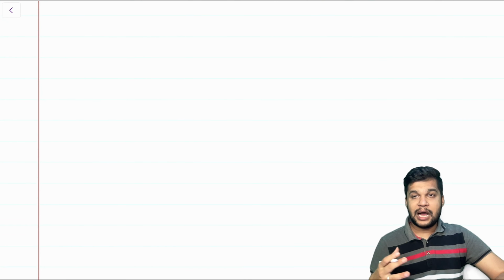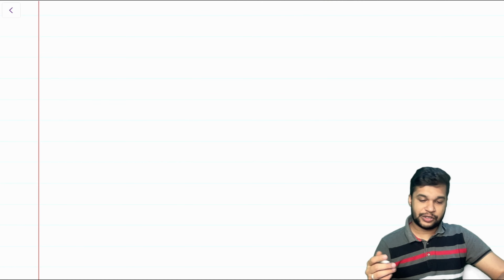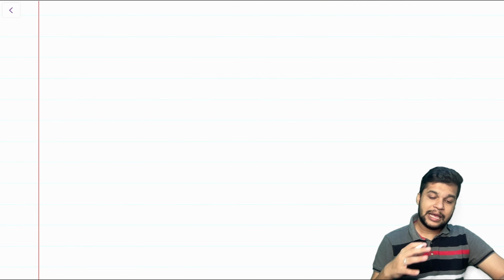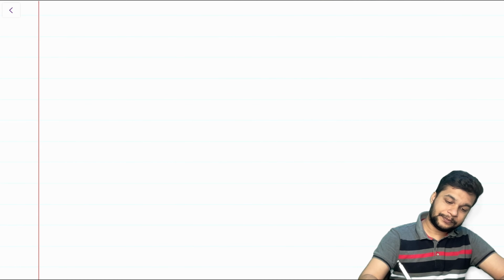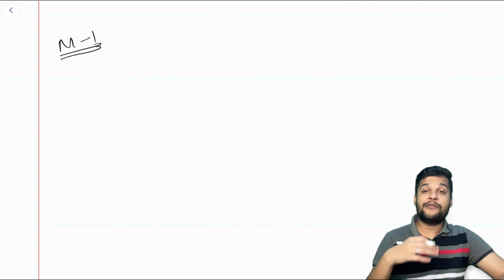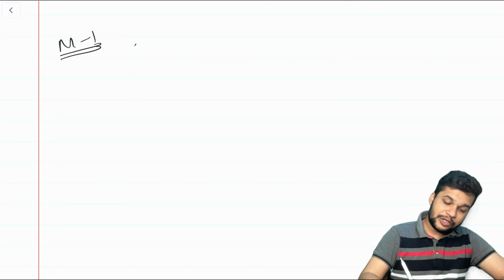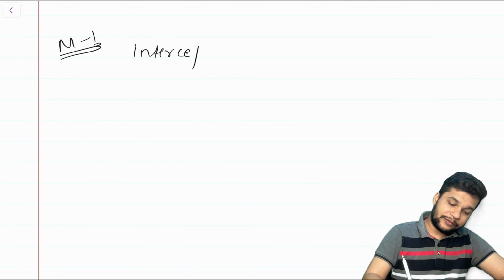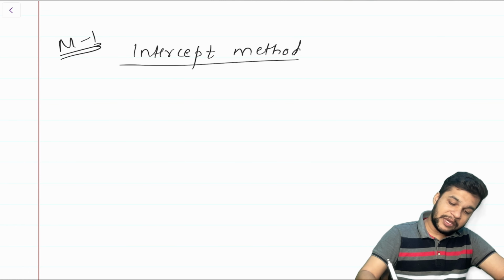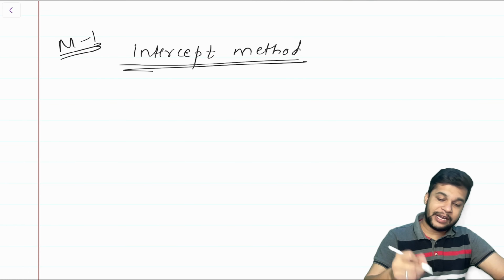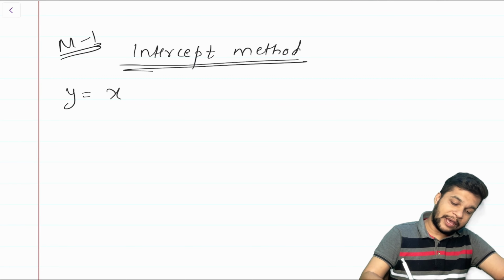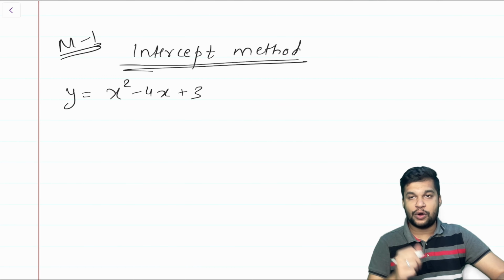Now we are going to learn how to draw the quadratic function. I have 3 methods to do it. Let's discuss all of them. So method 1 of drawing the quadratic function. The first method is known as intercept method. Okay. So what does it mean? Let's say you have a quadratic function which is y equal to x square minus 4x plus 3. You have to sketch the graph of this quadratic function.